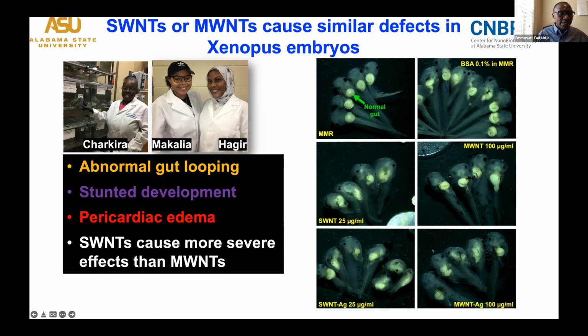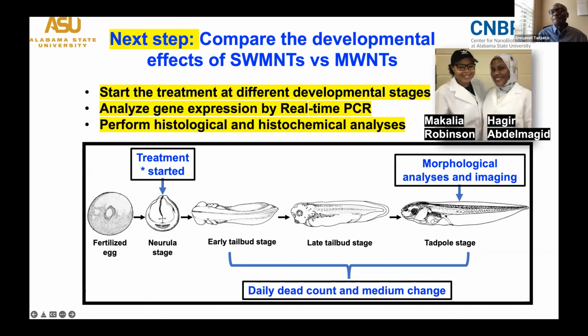So far, Shakira has graduated with a master's, and she's now attending a PhD program in New York. So it's now up to Michaela and Hagia to continue. What we want to do now is start the treatment at different developmental stages, and also freeze embryos and do gene expression analysis to determine which genes are being affected that cause the observed effect.